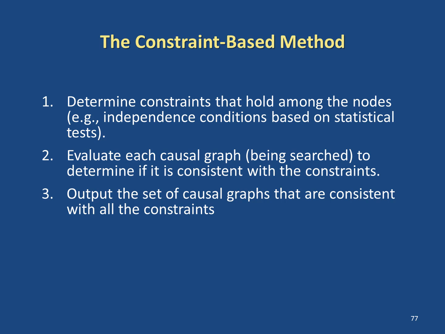So just to cover one more time the basic idea, in the constraint-based method, what's going on is we determine the constraints that hold among the variables or nodes based on statistical tests, and then we evaluate causal graphs that we're searching over to determine if they're consistent with those constraints. And we find those that are. Among those that are consistent with the constraints, we output a set of causal graphs, or really what we output is an equivalence class, in that language that you saw before.